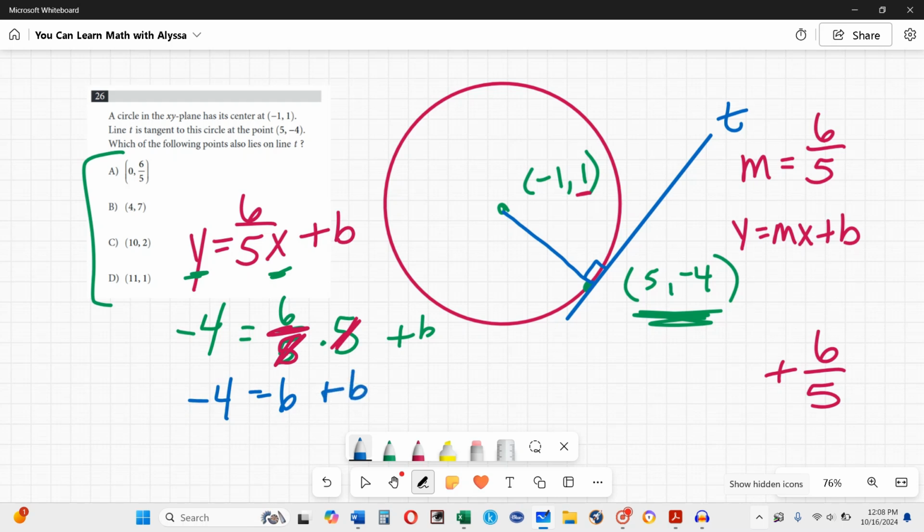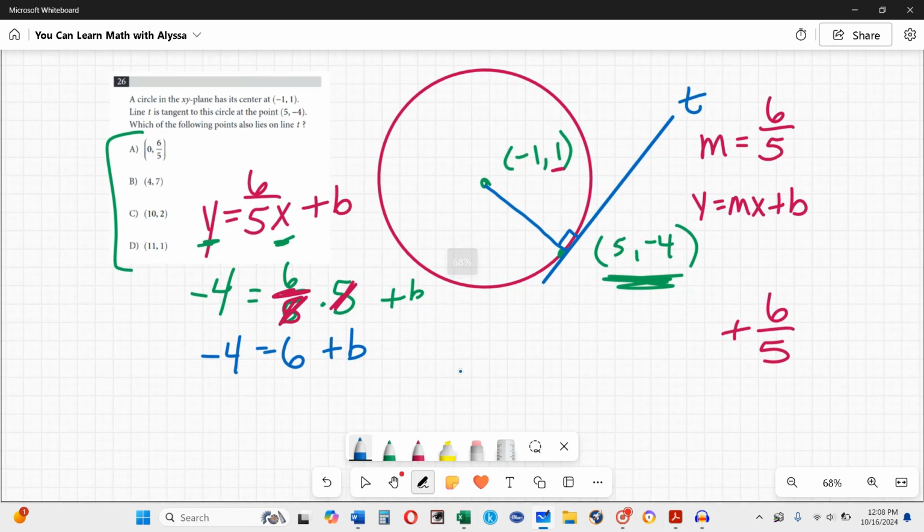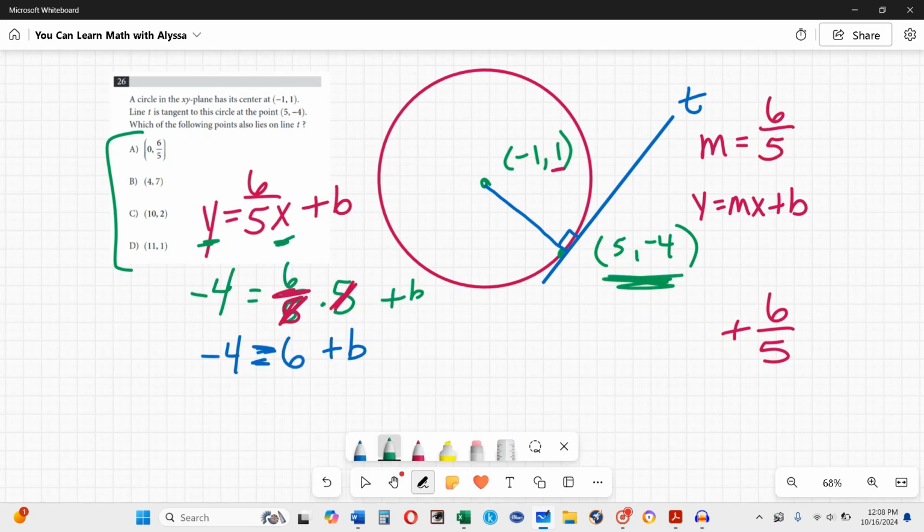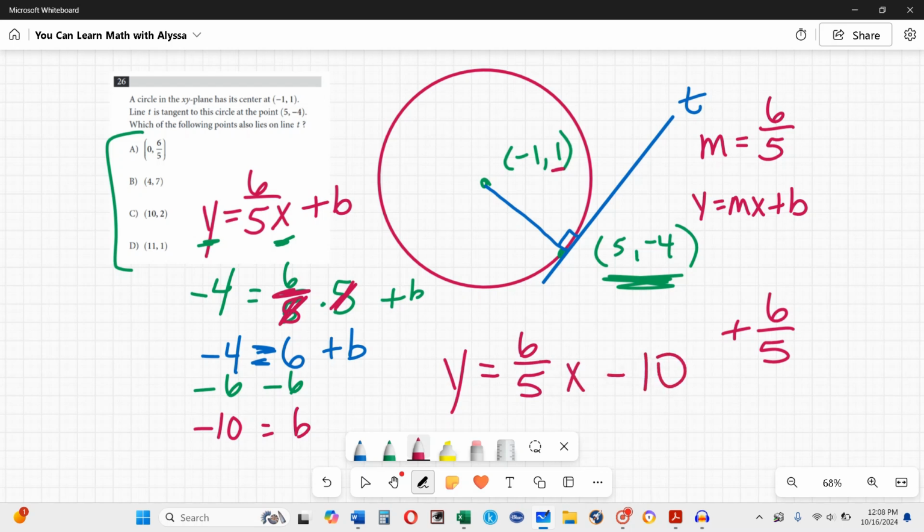Let's write this a little more clearly. 6 plus b, there we go. And so to solve for b, since 6 here is being added, I need to do the opposite. I need to subtract 6 from both sides. And I get that b is equal to negative 10. Now I know my final equation for that line is y equals 6/5 x minus 10.